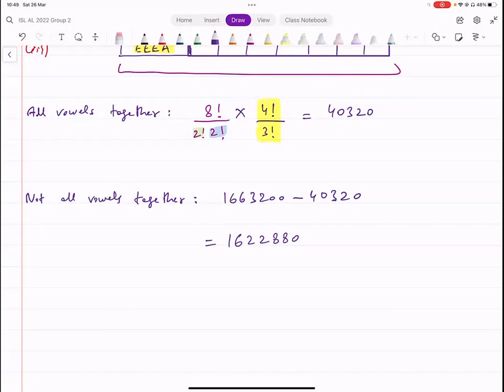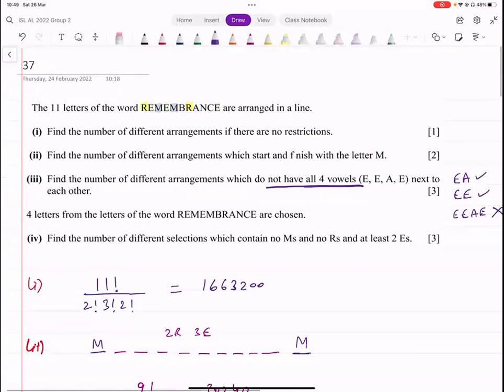Any problems with this? Clear है सबको? Yes sir, ठीक है, समझ आ गई. Okay, let's move on to the next one.